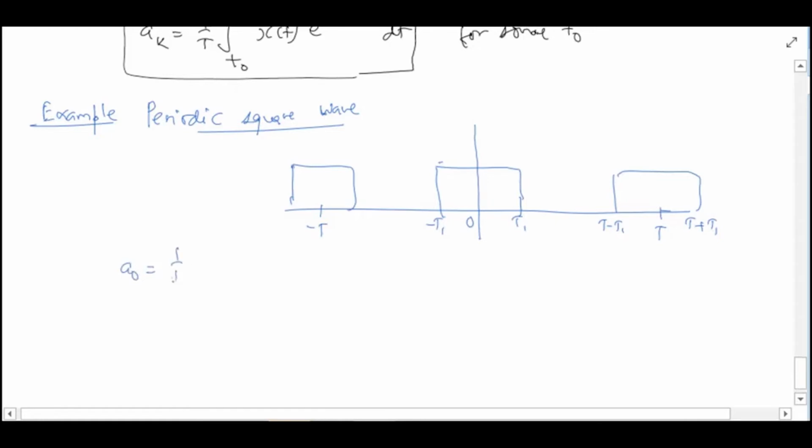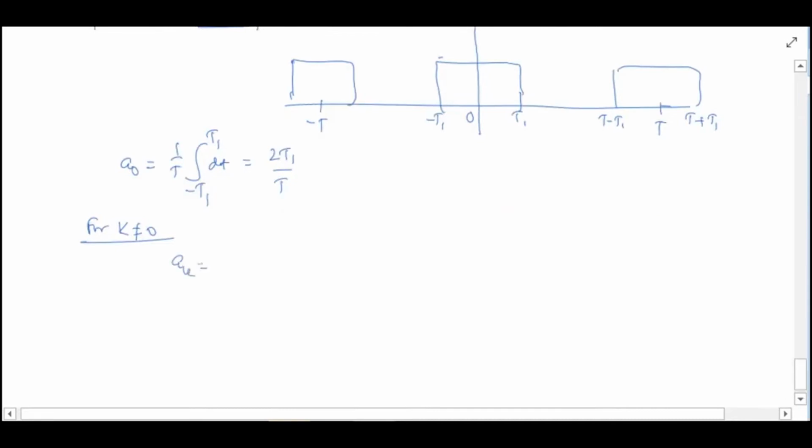a_0 will be 1 over T, integral from minus T1 to T1 of dt, which gives 2T1 over T. Similarly, for k not equal to 0, a_k will be 1 over T, integral from minus T1 to T1 of e raised to minus j k omega naught t dt, which if we work out, it turns out to be 1 over k pi sine of 2 pi k T1 over T.